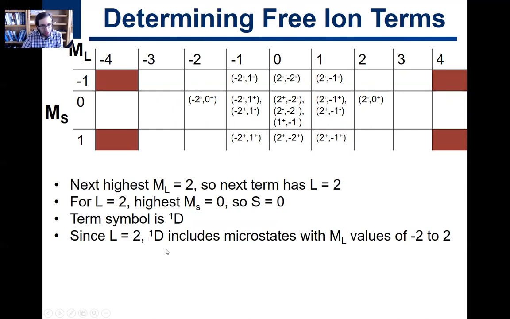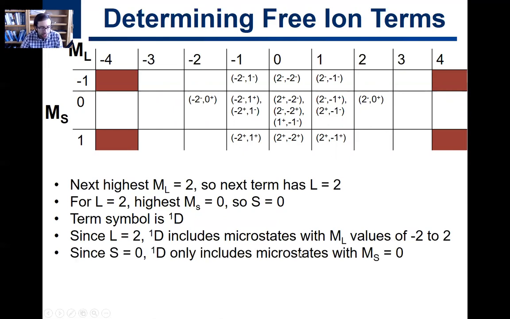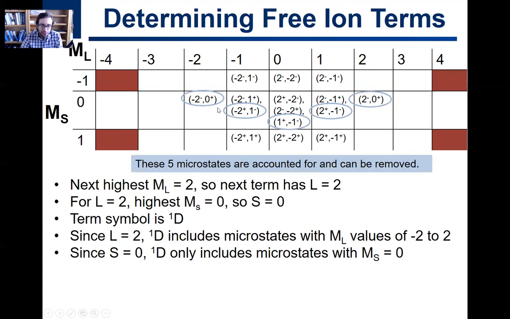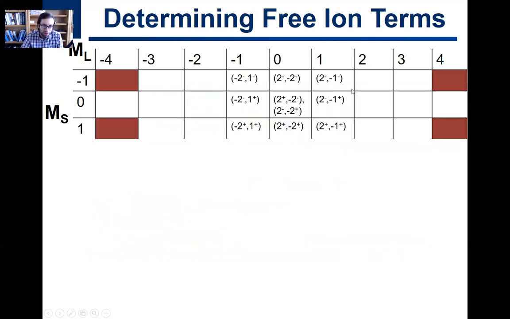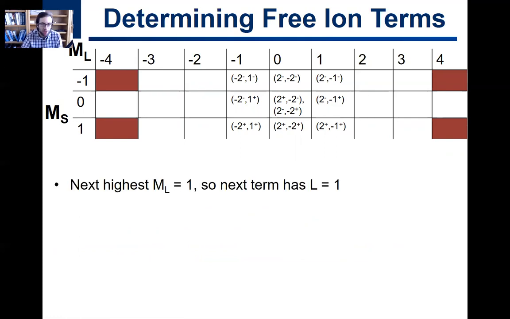Since L equals 2, singlet D includes microstates with M sub L values going from -2 to 2. And since S is 0, singlet D is going to have microstate values from 0 to -0. So that's only M sub S equals 0. So that's going to be 5 microstates just going across here, keeping M sub S equals 0, but ranging M sub L from -2 to 2. Got rid of those 5. So far we have a singlet G, we have a triplet F, and we've determined singlet D. Let's keep going with the ones we have left.